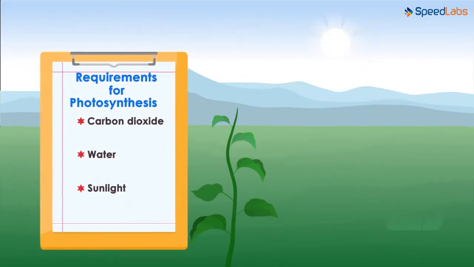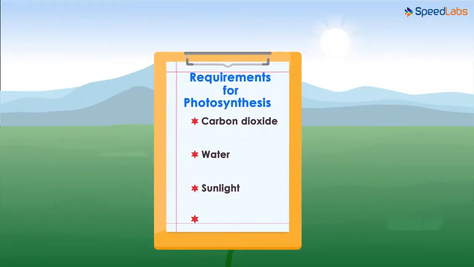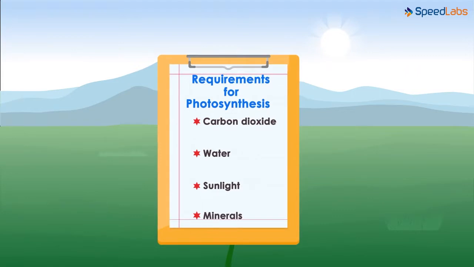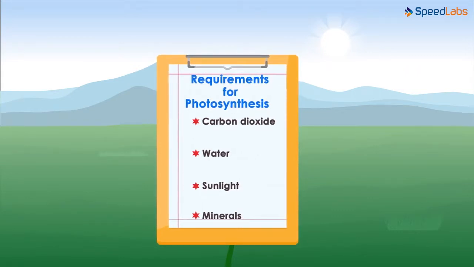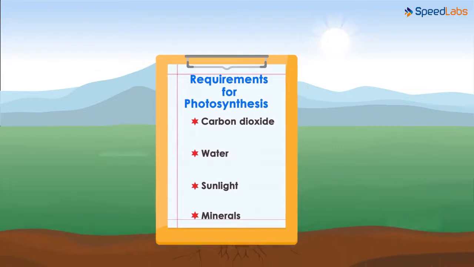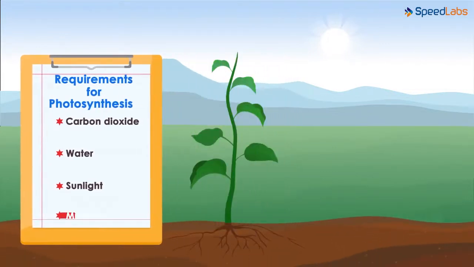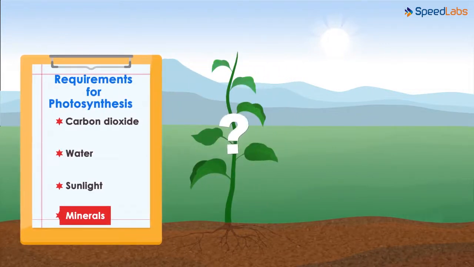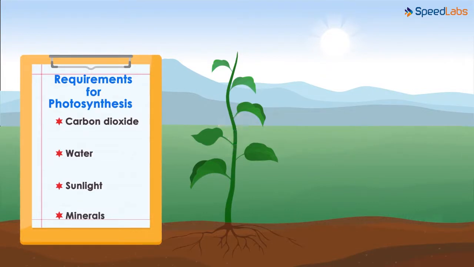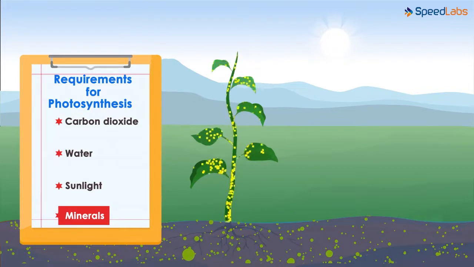However, apart from these three major factors, there are a few more important ones also in the list. Yes, these are the minerals present in the soil. But wait a second. We know that photosynthesis occurs in the green leaves of the plants, whereas the minerals are present in the soil. So who makes this transport possible? Well, the minerals are transported after they're dissolved in water.